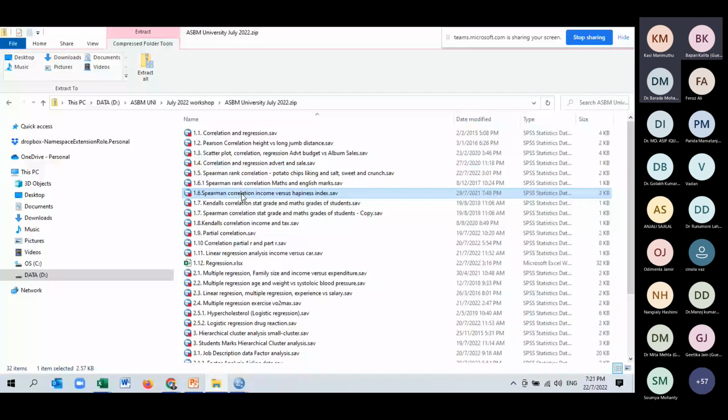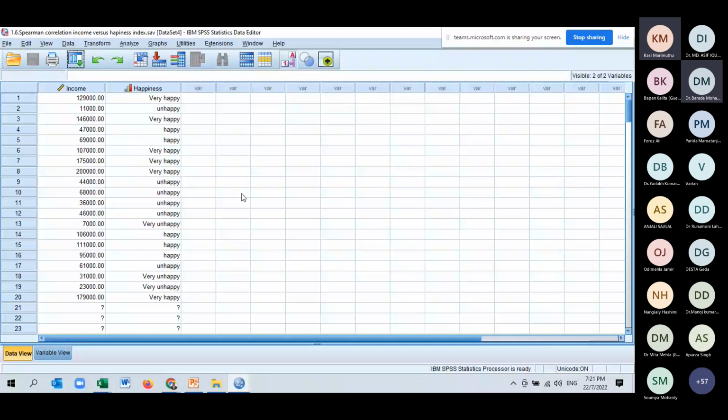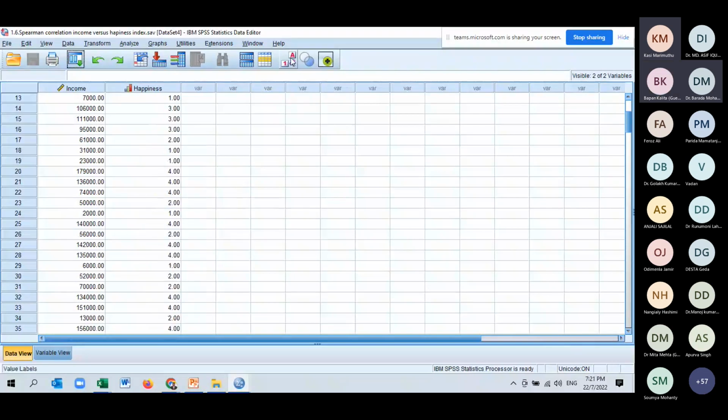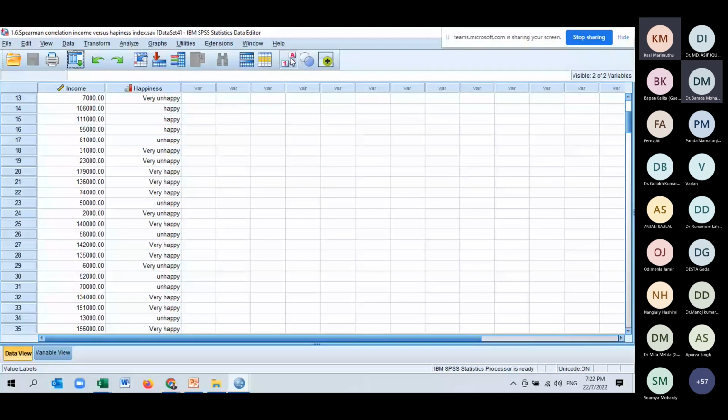We know the assumption that for Spearman, one variable is numeric and another variable is ordinal. Income, okay. This is hypothetical data, not real data. Purposely I created the data. Satisfaction was coded with 4 levels, very happy to very unhappy. 1 means very unhappy, 4 means very happy.